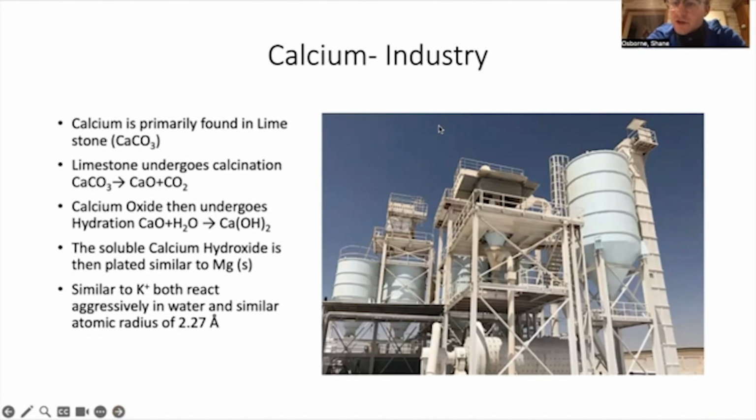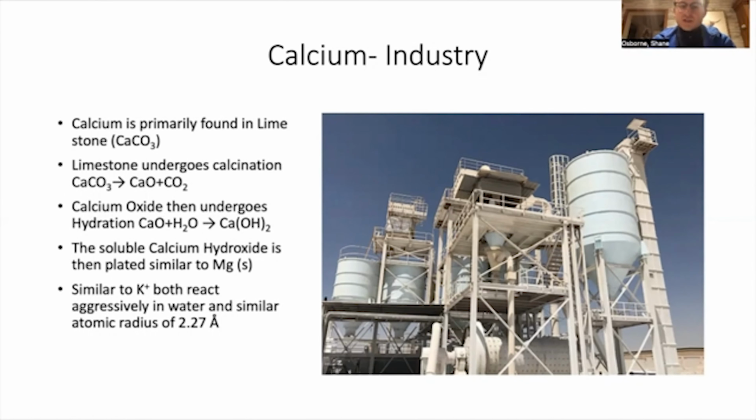Calcium is used in industry. It is also not found naturally in its elemental form. It is primarily found in limestone, which has the formula CaCO3, or calcium carbonate. The calcium carbonate undergoes decomposition, and releases carbon dioxide, leaving calcium oxide. The calcium oxide is then hydrated with water to form calcium hydroxide. The soluble calcium hydroxide is then plated similar to how we saw magnesium be plated with electrodes.